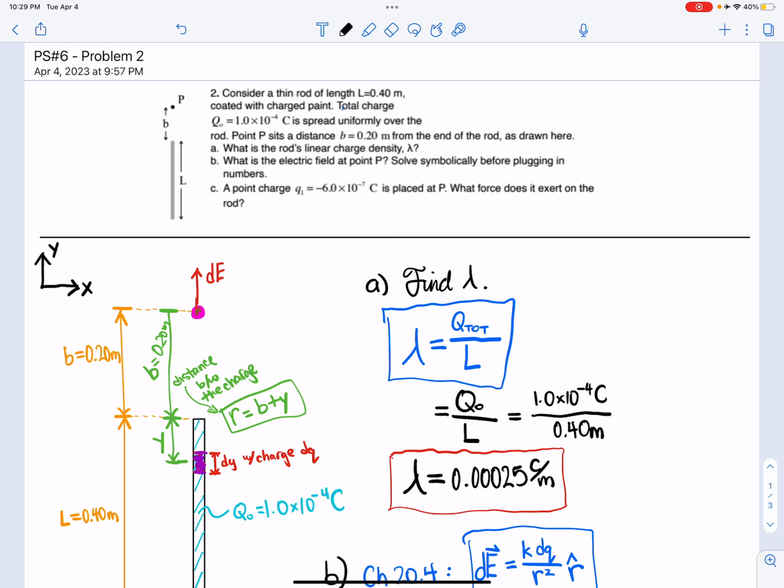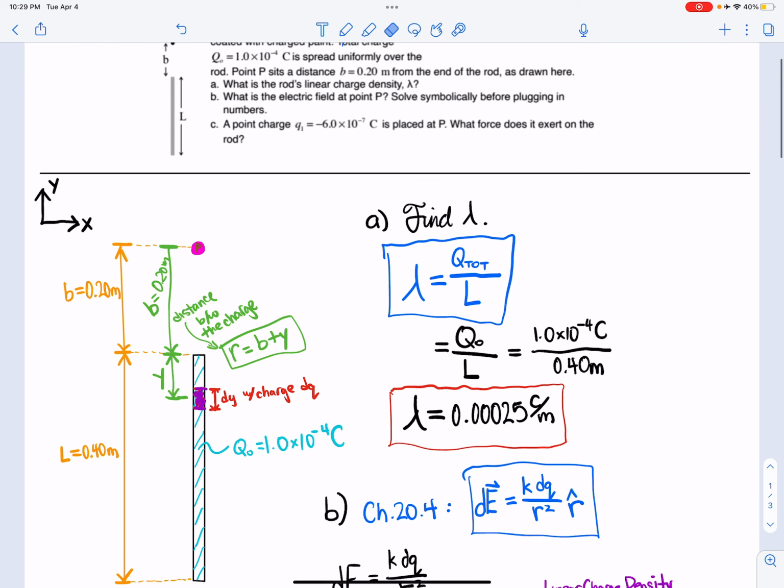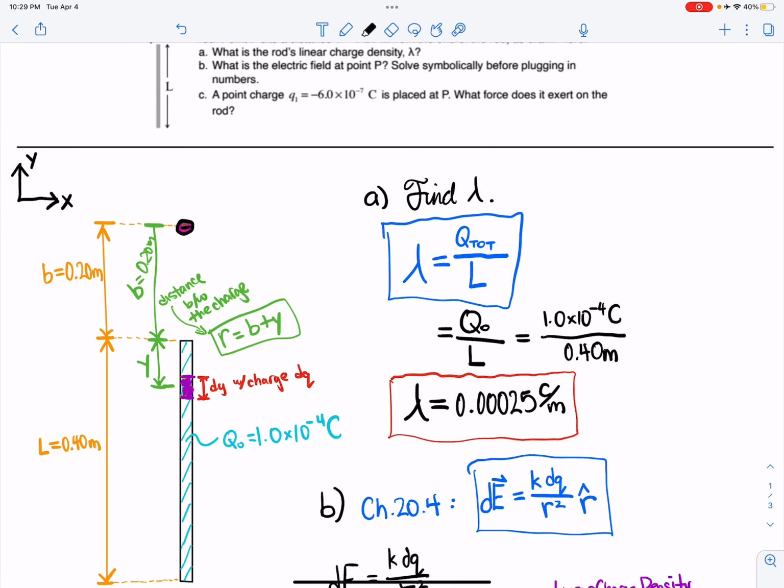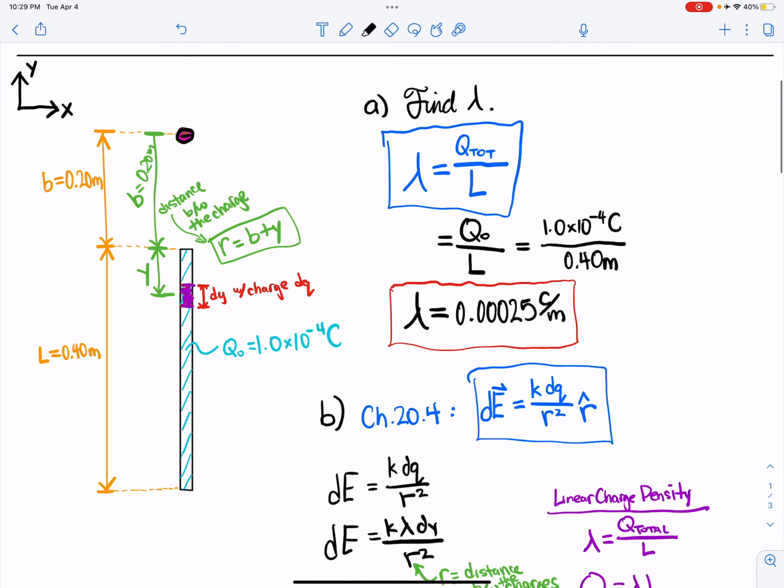Okay, so this time, the point charge here at P has a negative value. So now we imagine this has a negative charge. Right here, it has a negative 6 times 10 to the minus 7 coulombs. It's placed at point P. What force is it going to exert on the rod? Okay.